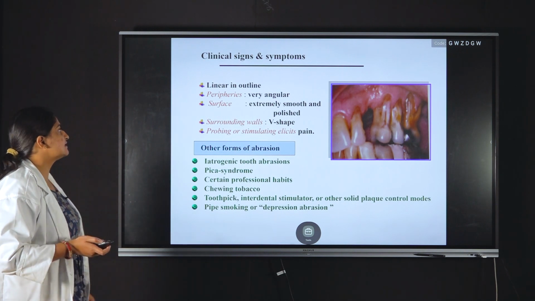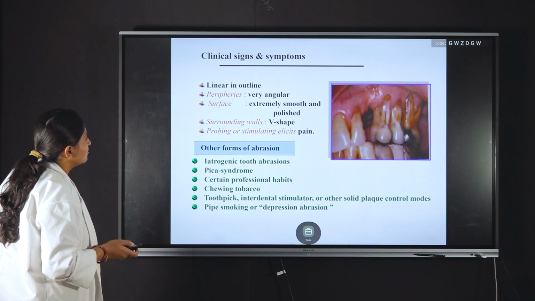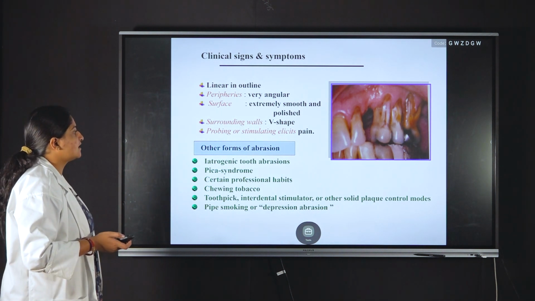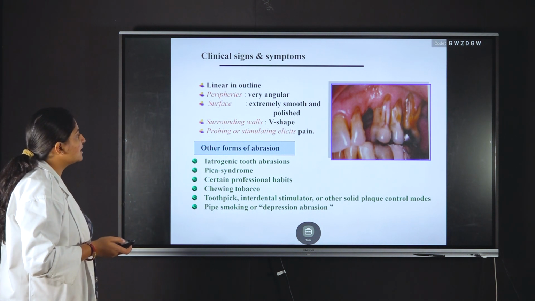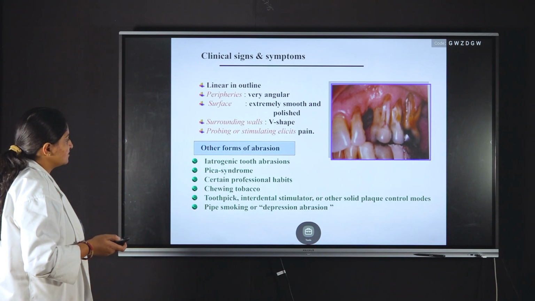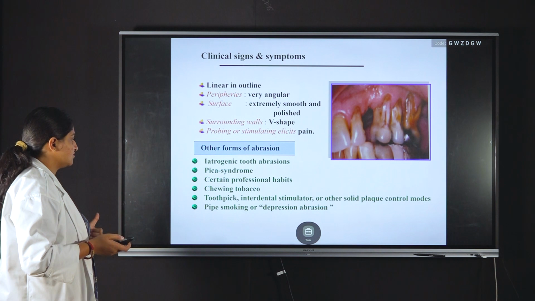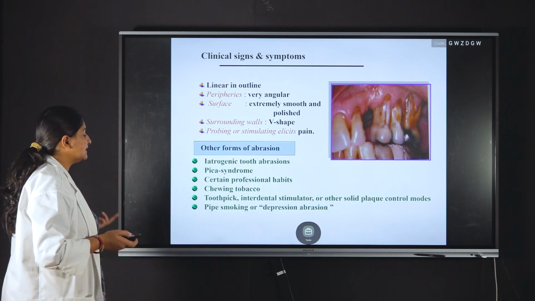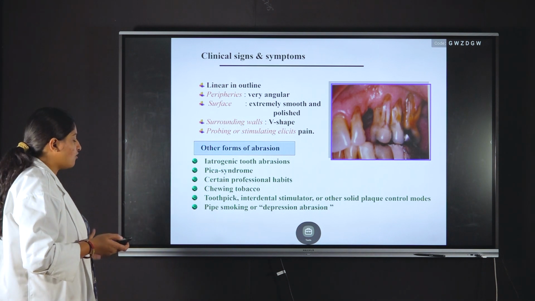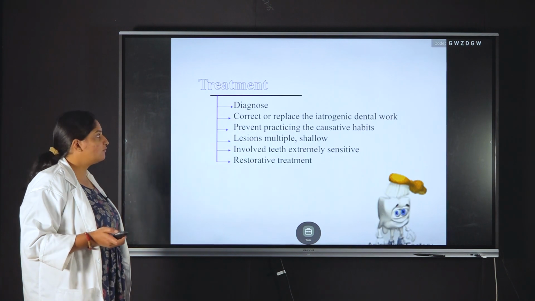So clinical signs and symptoms which are presented, which can be attributed to this, are linear in outline, periphery is very angular, surface extremely smooth and polished, the surrounding walls are V-shaped. Probing or stimulating elicits pain. And then other forms of abrasion are iatrogenic tooth abrasions, Picasso syndrome, certain professional habits, chewing tobacco, toothpick, interdental stimulator or other solid plaque control modes, pipe smoking or depression abrasions. So these are such kinds of abrasions, one of the symptoms.